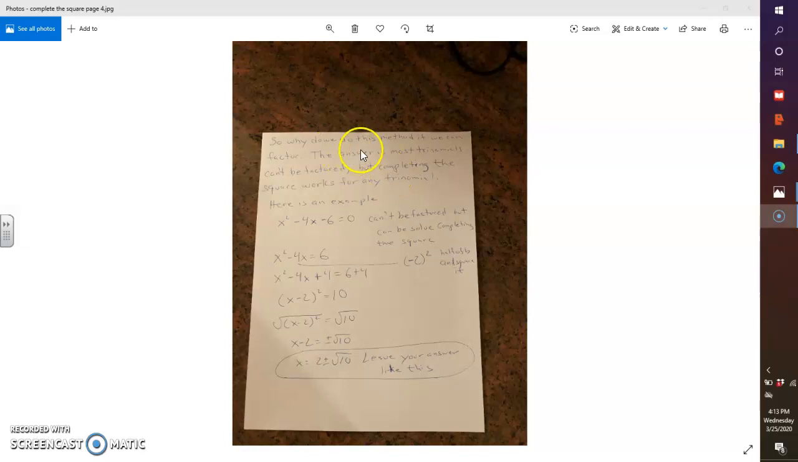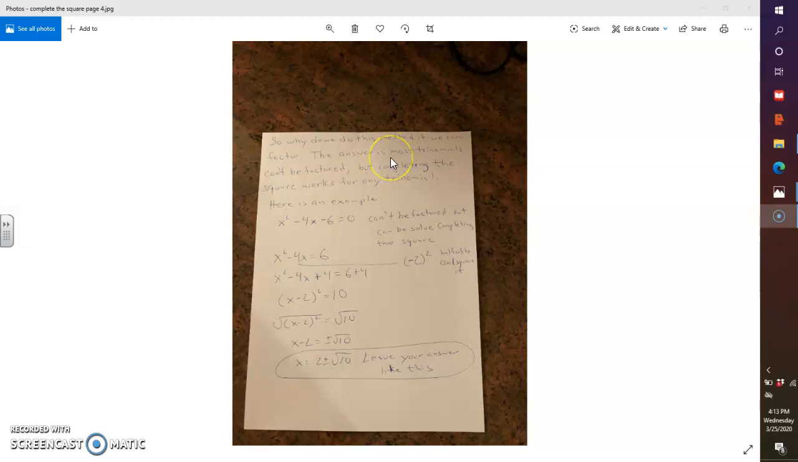All right, we're going to complete the square here. Completing the square is something we do when we can't factor. So what we're going to do is take a trinomial, which in this case is x squared minus 4x minus 6 equals 0, which is in the ax squared plus bx plus c format. And since we can't factor it, we can still get an answer. And we can do that one of two ways, by completing the square or by quadratic formula.